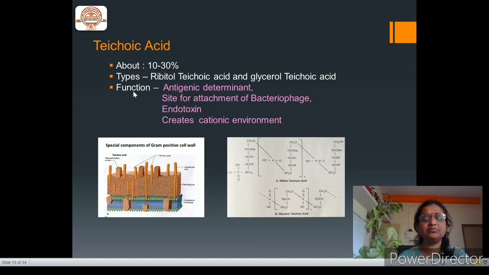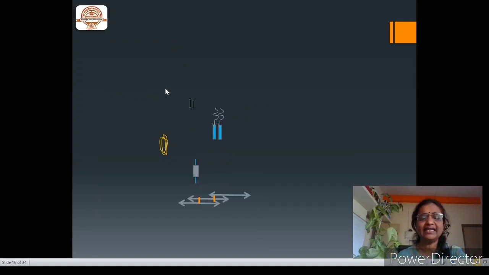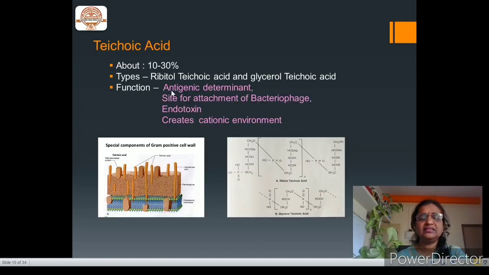Now which are the functions performed by teichoic acid? First, teichoic acid acts as an antigenic determinant. In case of pathogenic bacteria, these fibers of teichoic acid act as an antigen. Second function is they act as a site for attachment of bacteriophages. Bacteriophage can attach on this site and perform the lytic cycle or lysogeny.